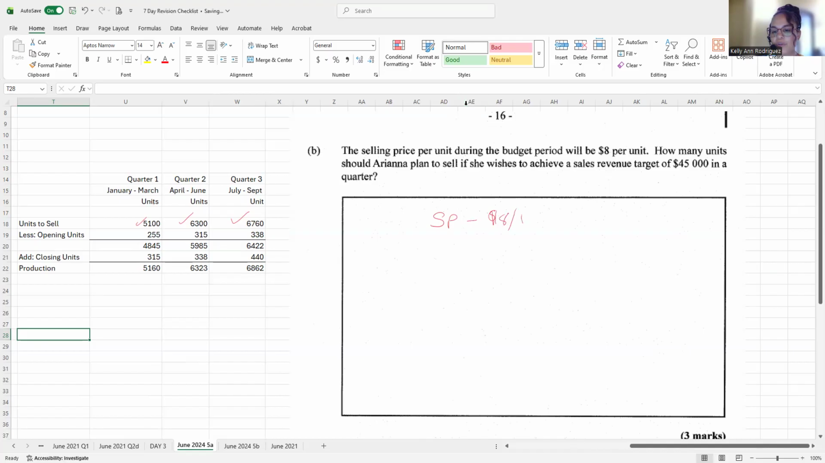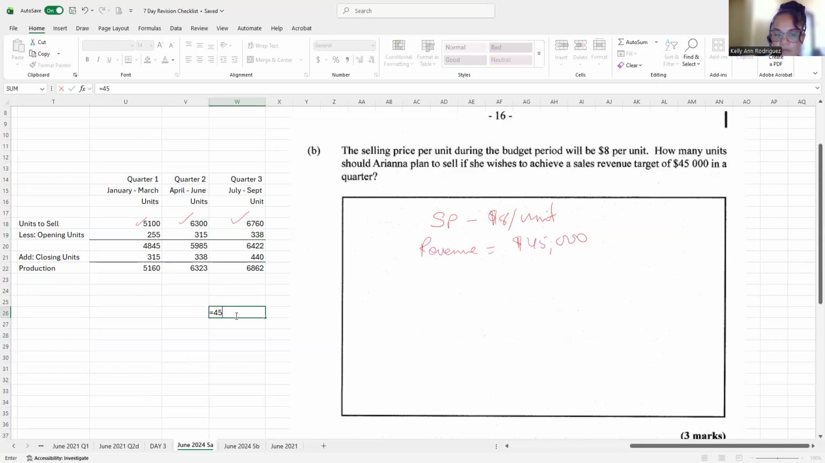It's $8 per unit, right? How many units would Ariana plan to sell if she wishes to achieve a sales revenue target of 45,000? So she wants a revenue of 45,000. Now, this is basic maths, right? You want to get 45,000. If each unit is $8, all you have to do is divide. So you have 45,000 divided by $8, which will give you 5,625. So that is the number of units.